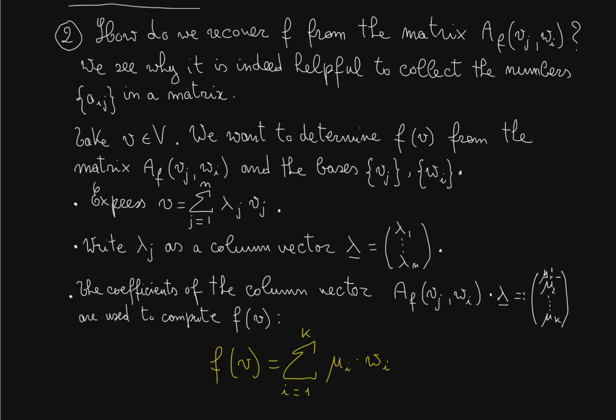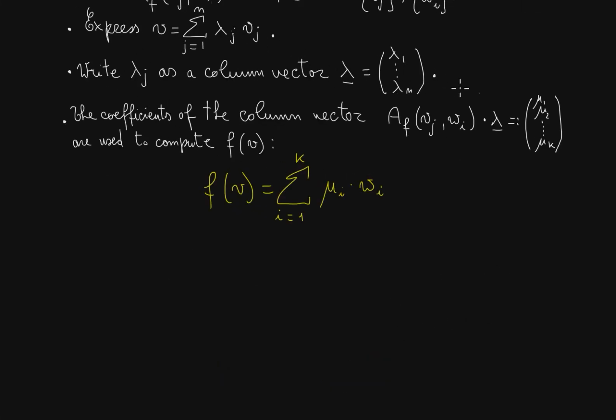These coefficients mu 1 through mu k are used to compute f of v. F of v is indeed equal to the linear combination of w_i multiplied by these very coefficients mu_i that we obtain this way. Let's sum this up quickly. To find the image of a vector v from the associated matrix, we first have to express the vector v in the domain as a linear combination in function of the basis of the domain.